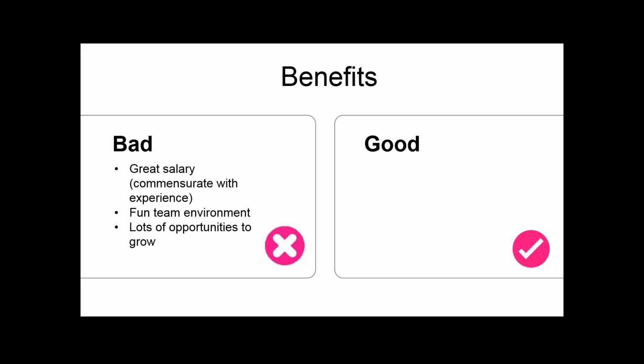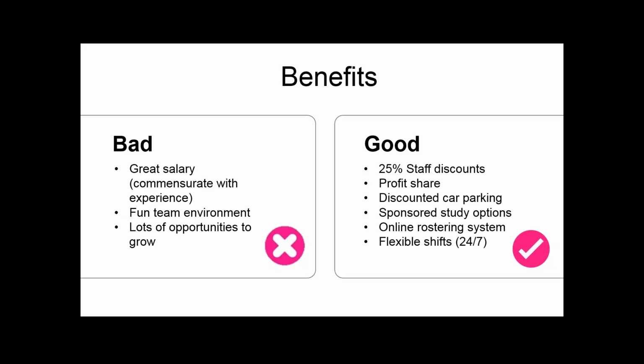Benefits. Rather than being really vague about the benefits, be really specific. Candidates do want to know. If they're getting a staff discount, let's tell them how much it is. Maybe having an online rostering system is something that is really valued. So thinking about what benefits you want to promote is going to be key.